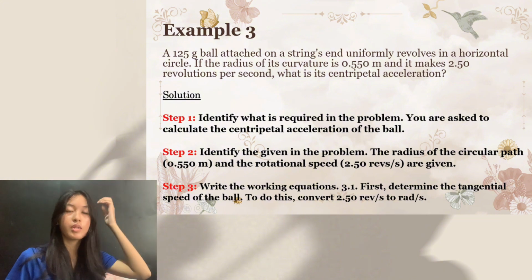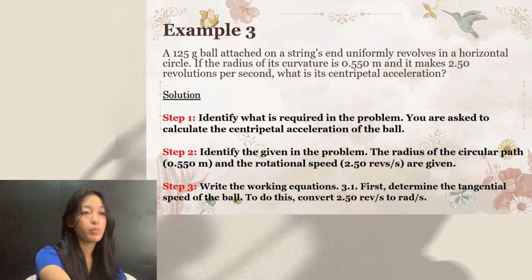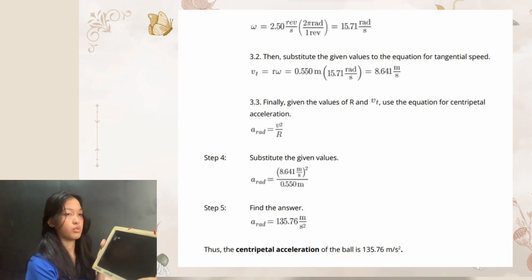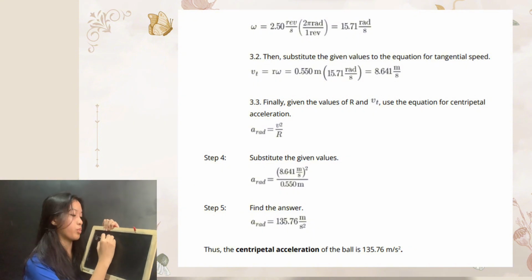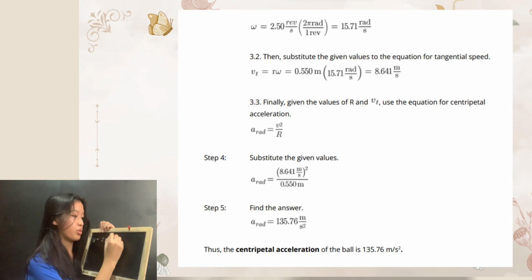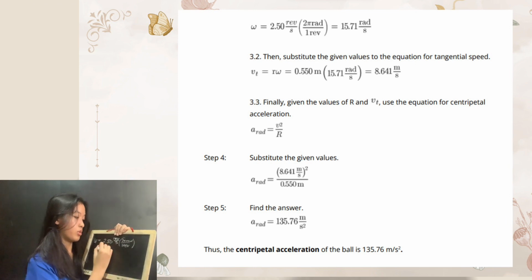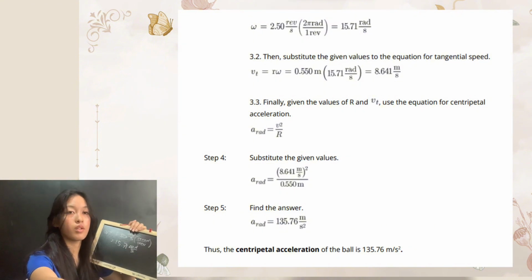First is to determine the tangential speed of the ball. To do this, convert 2.50 revolutions per second to radians per second. This is 2.50 revolutions per second times 2 pi rad per 1 revolution. Solving this, we get 15.71 radians per second.